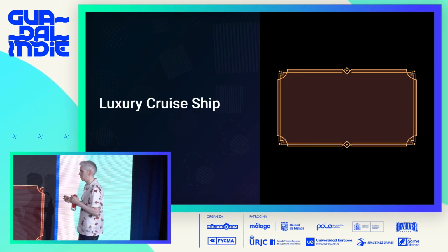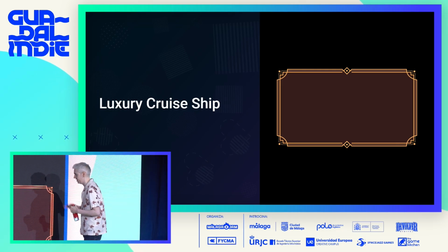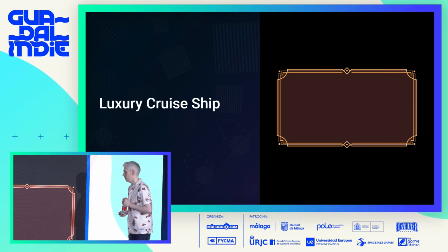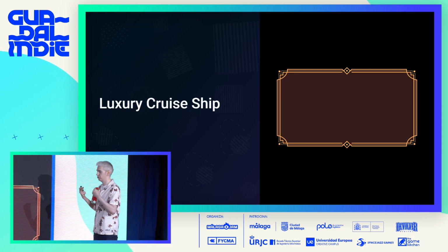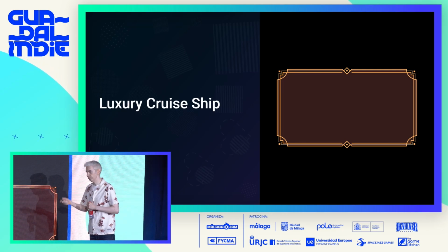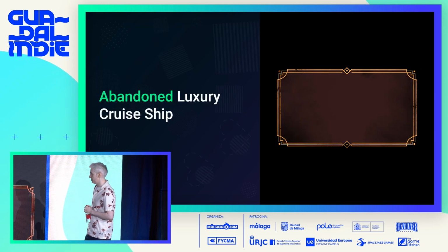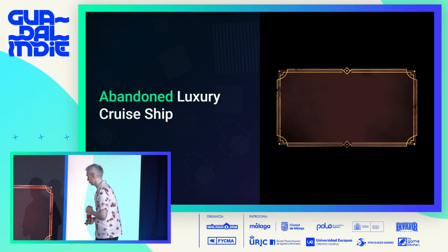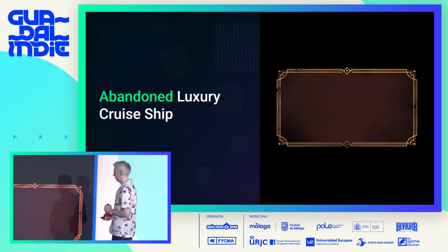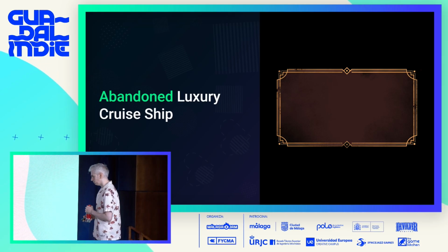So you've got a luxury cruise ship, for example. You've got this panel here, it's got Art Deco borders, looks really cool. But what if we wanted to make the ship look a little bit weathered and worn? So we'll add some distress to it. And now it becomes an abandoned luxury cruise ship. So you've got these bits of distress here. Looks like it's a little bit weathered.